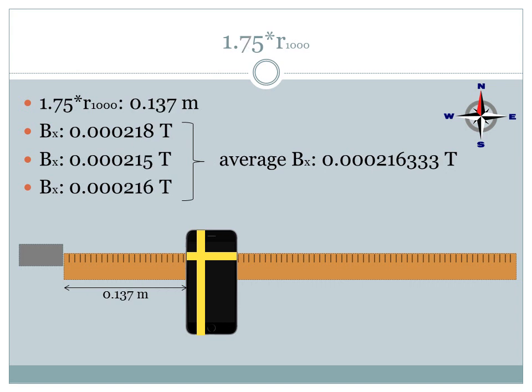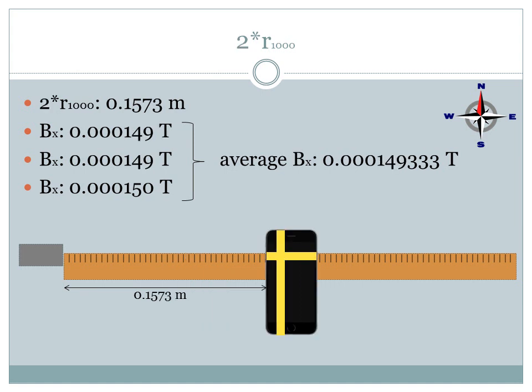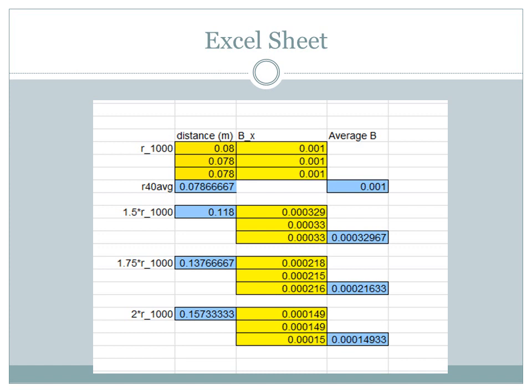I repeated this process for 1.75 times R1000, which was 0.137 meters. The average X component was 0.000216333 teslas. Lastly, I repeated this process for 2 times R1000, which was 0.1573 meters. The average X component was 0.000149333 teslas. All of my calculations are summarized in this Excel spreadsheet table.